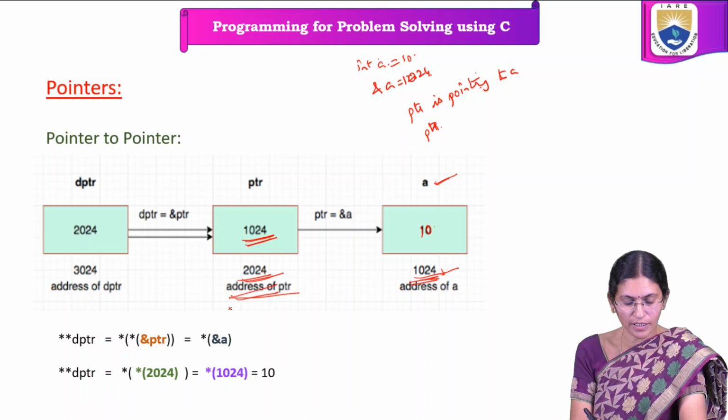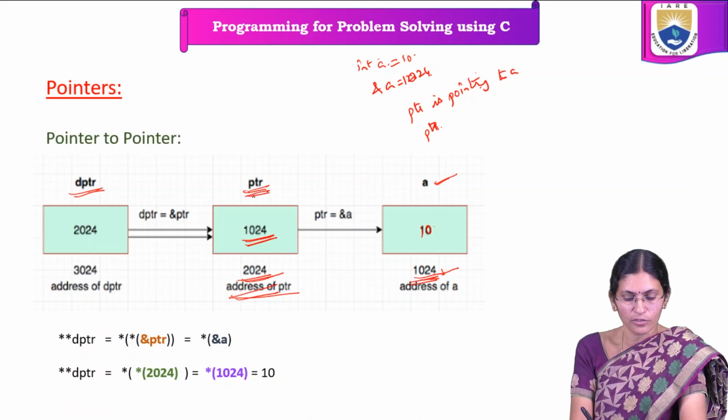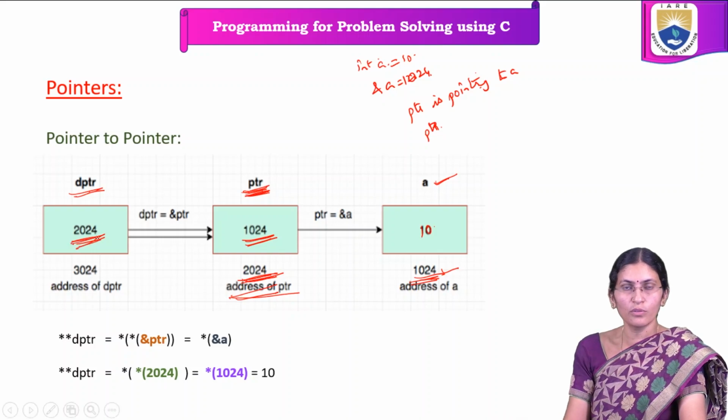So the double pointer here is DPTR, which is storing the address of a pointer. PTR is already a pointer, and the address of this pointer is given by 2024. So it stores the address of this pointer PTR. Its address is 2024, so the DPTR value is 2024.